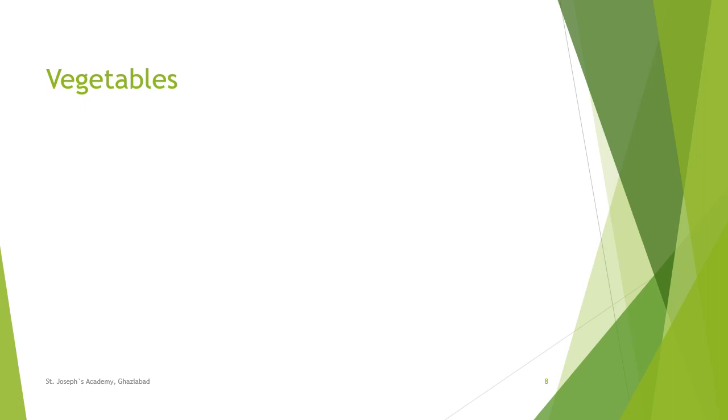Now we come to the vegetables. I hope you all must be eating the vegetables. We eat different parts of the plants as vegetables. Some may be in the form of the root, some may be stem, some may be leaves, or other may be flowers. For example, root. In the form of the root we eat like carrot, turnip.